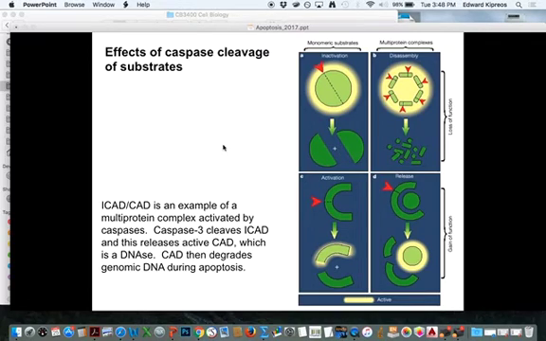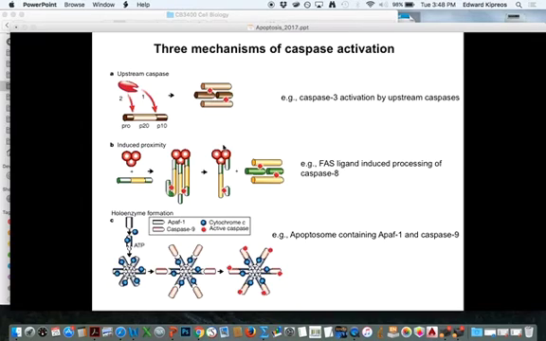So it's sort of scary, right? It's like you've got a bomb in every cell in your body, waiting to get activated and chop up your DNA. But that's how it actually works, right? Your cells are constantly poised to kill themselves if they get the right signal.